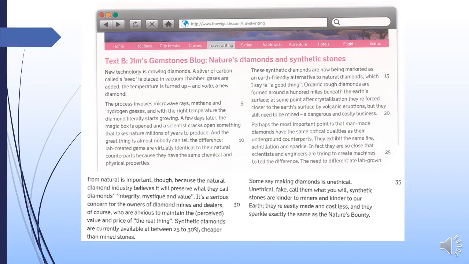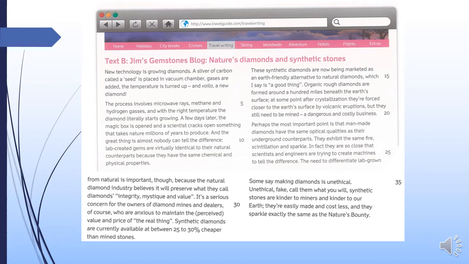A few days later, the magic box is opened, and the scientist cracks open something that takes nature millions of years to produce. And the great thing is almost nobody can tell the difference. Lab created gems are virtually identical to their natural counterparts because they have the same chemical and physical properties. These synthetic diamonds are now being marketed as an earth friendly alternative to natural diamonds, which I say is a good thing.